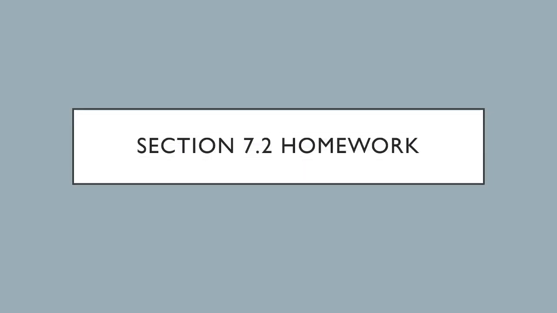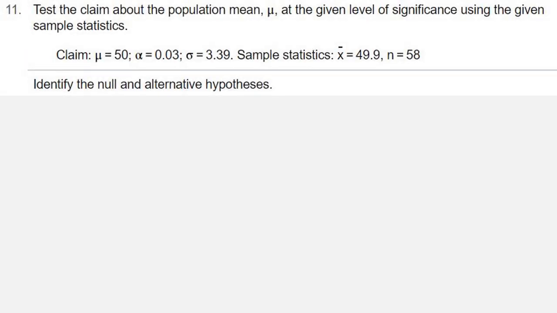We're looking at homework from section 7.2. This is question number 11. Test the claim about the population mean mu at the given level of significance using the given sample statistics. So the claim is mu equals 50, alpha is 0.03, sigma is 3.39, the sample statistics x bar is 49.9, and n is 58. So first we need to identify the null and alternative hypotheses.